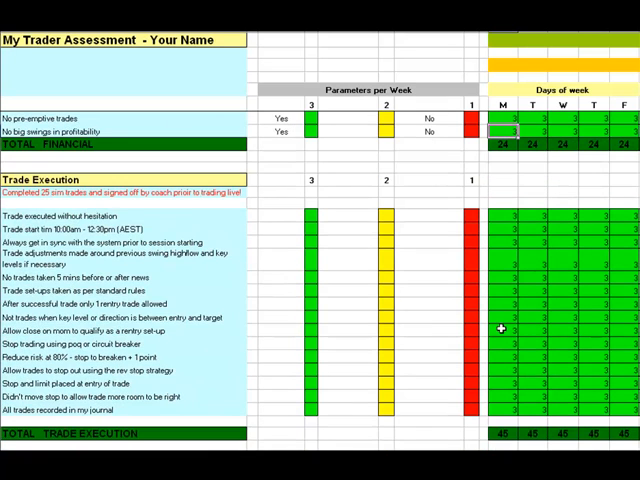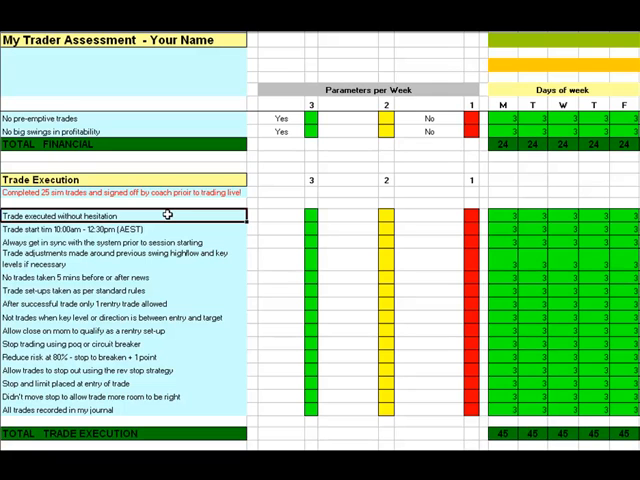Now let's have a look at trade execution to see how it went. So the first thing you'll identify up here is making sure that you've completed 25 sim trades and signed off by your coach prior to trading live. So that is critical that that's done before we actually go into the trading session.